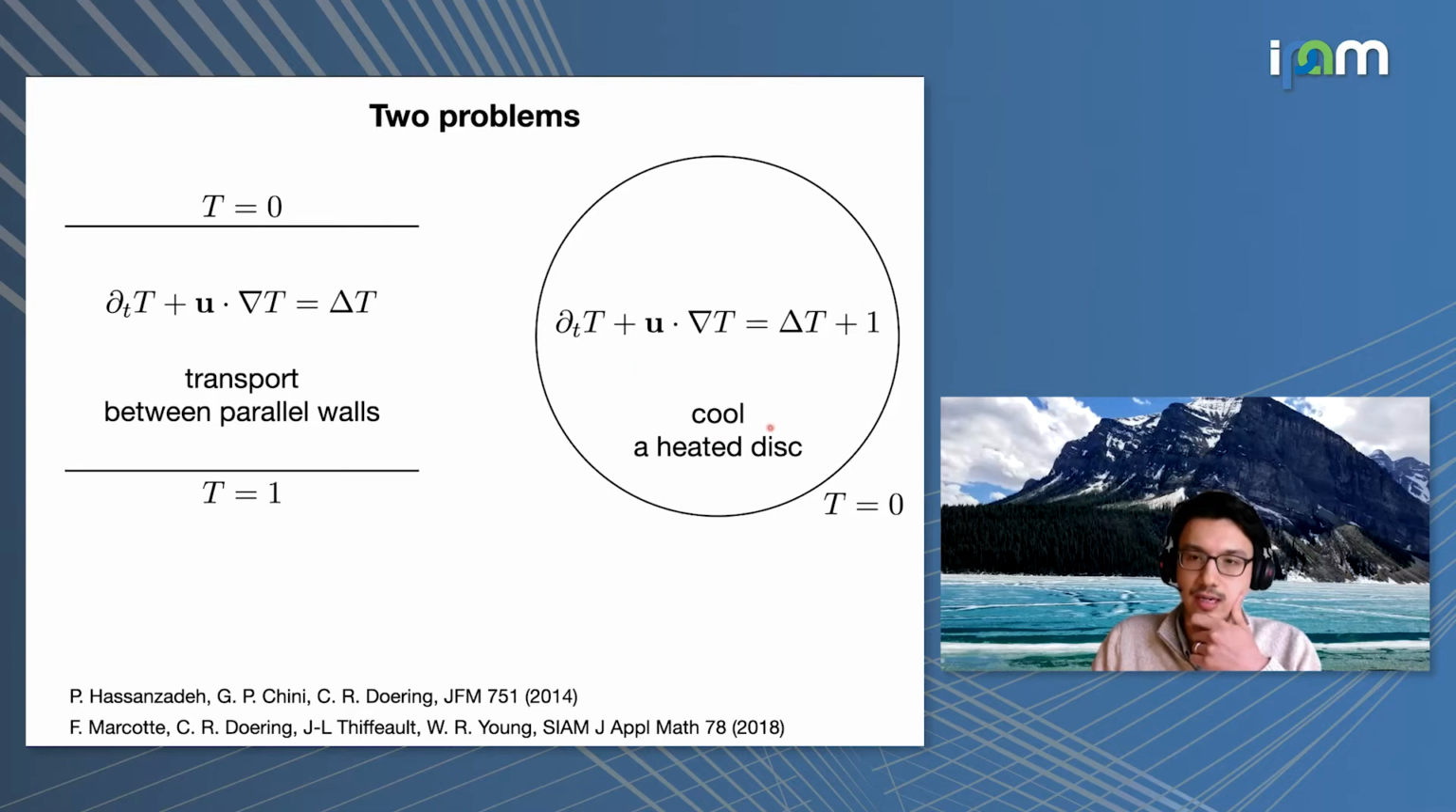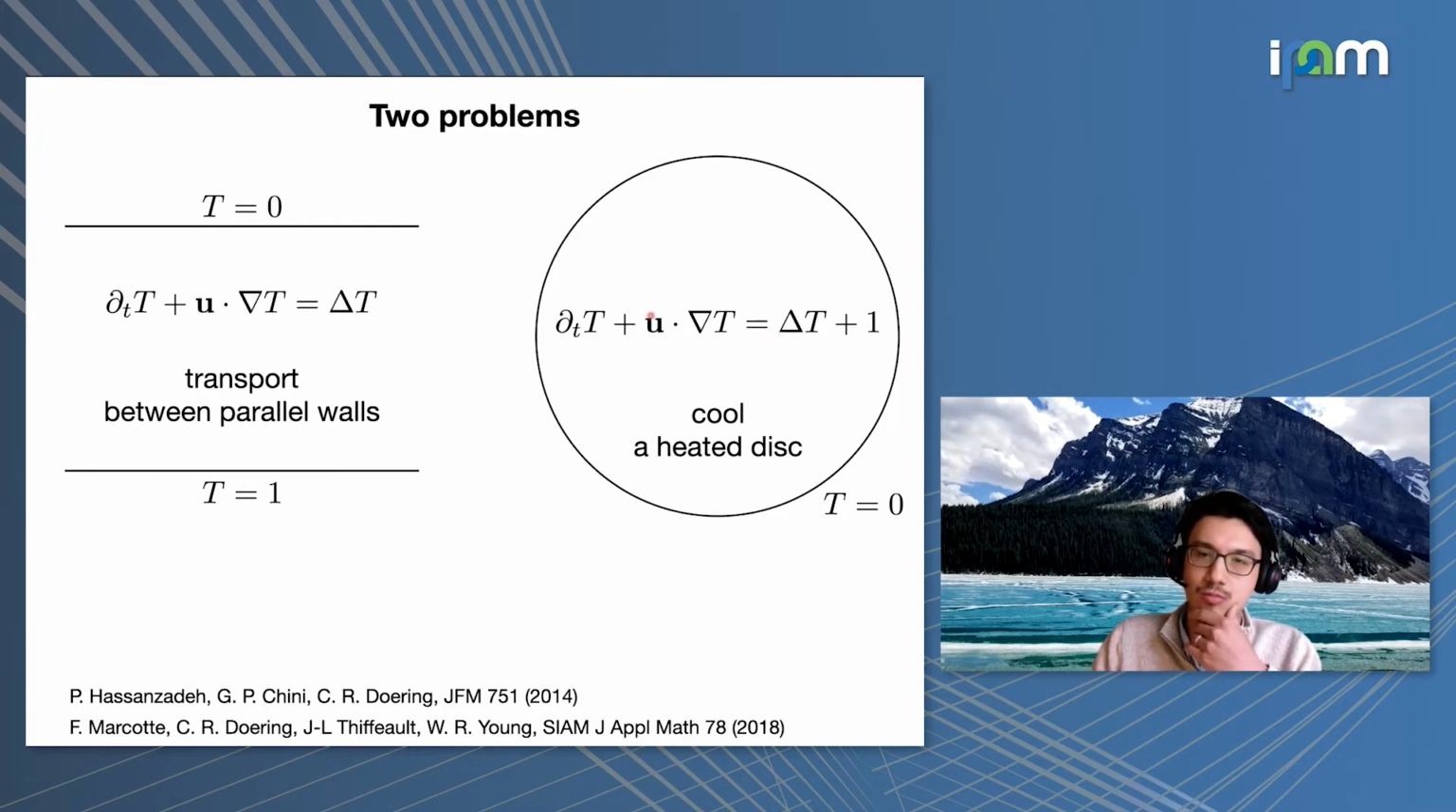Here's a related problem. Let's say you want to optimally cool an internally heated disk. Now, instead of pure advection diffusion, I have advection diffusion and a source term, which injects heat uniformly throughout the disk. The temperature is set to be 0 at the boundary, and I want to move the fluid around inside. You can control the way in which the fluid moves around to try to make the average temperature as low as possible, so try to transport the heat out to the boundary as quickly as possible.